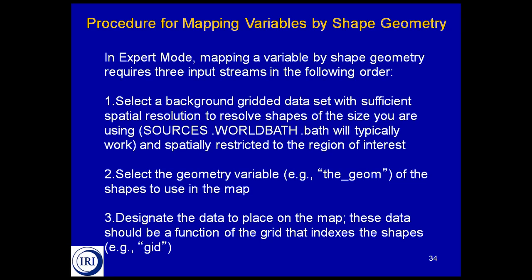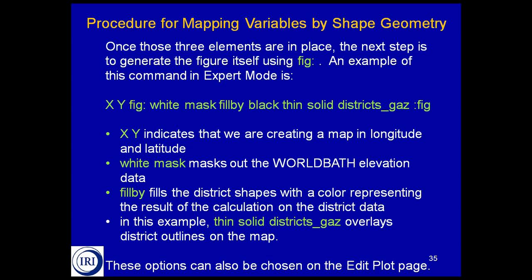So the index of the shapes must match the index that we use to indicate what subzobas we're mapping on the map. And once those 3 elements are in place, the next step is to generate the figure itself using the fig: construct. An example of this command in expert mode is the following. So we have xy fig white mask fill by black thin solid districts_gas :fig. So we'll go through each piece of this.